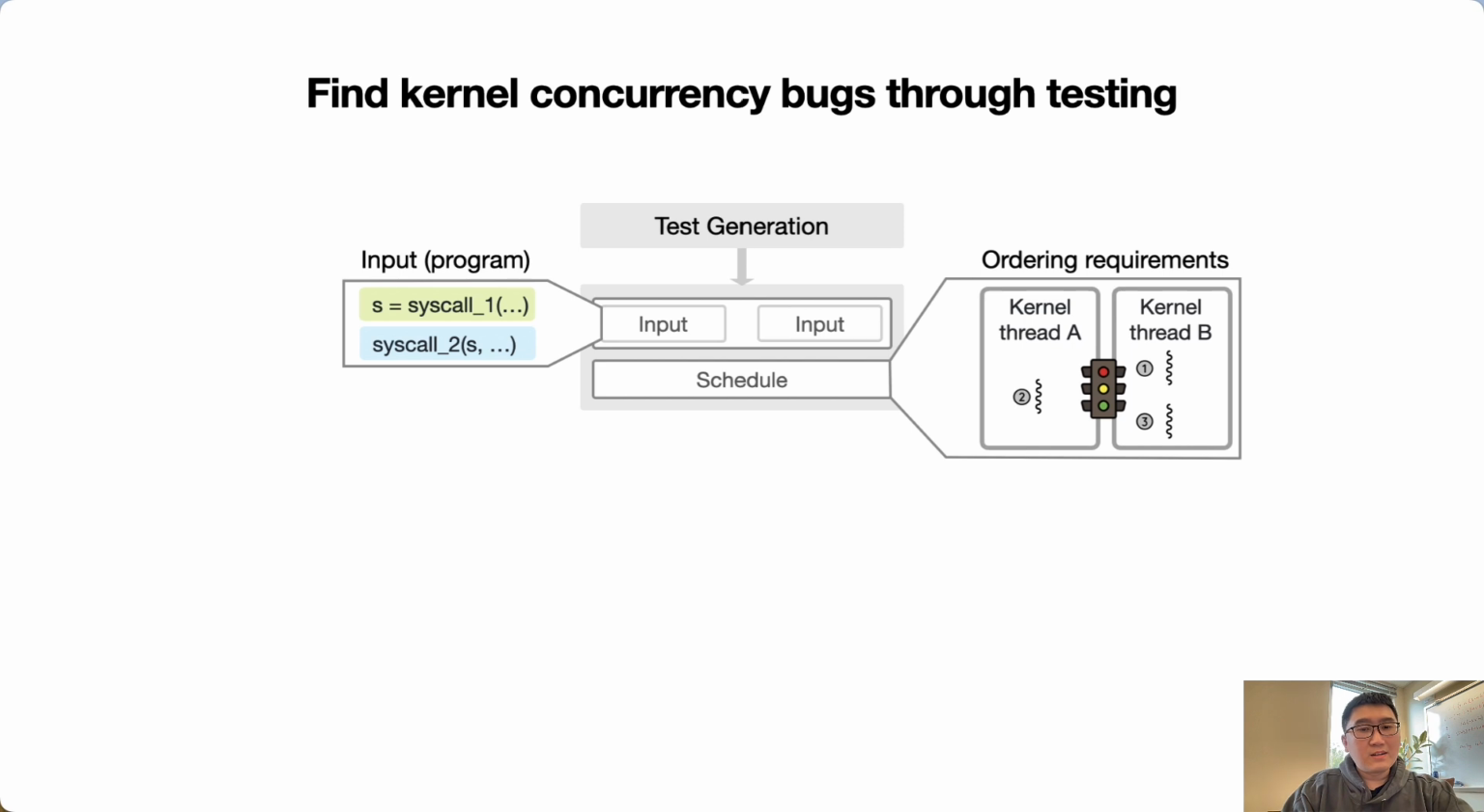Next, because concurrency bugs only expose under some specific schedules, we have to propose a schedule, so that the kernel threads will run in an order that is likely to cause bugs. After a test is generated, we then can execute it on the kernel to find the concurrency bugs.